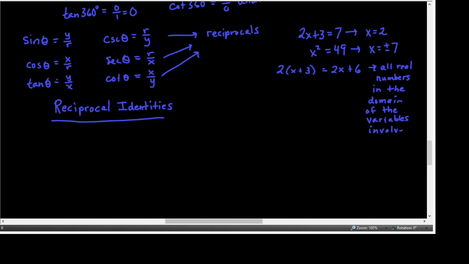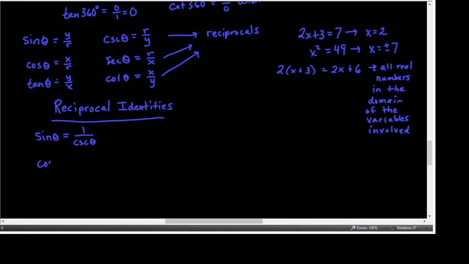So we have to be careful about undefined results, because then it's not an identity for those. So we throw those out where it's undefined, and for any other real number except for those, if it makes the left side equal the right side, then it's what we call an identity. And here's our first one. Sine of theta is the same thing as 1 divided by cosecant theta, because they're reciprocals. That's the reciprocal relationship.